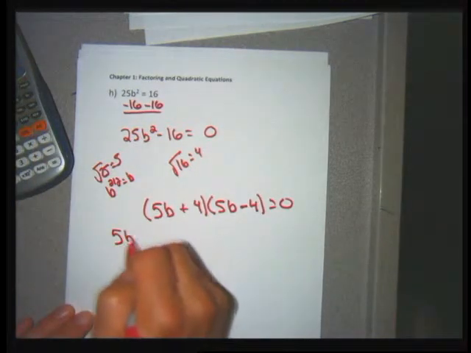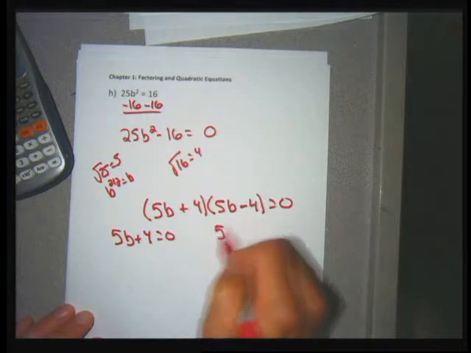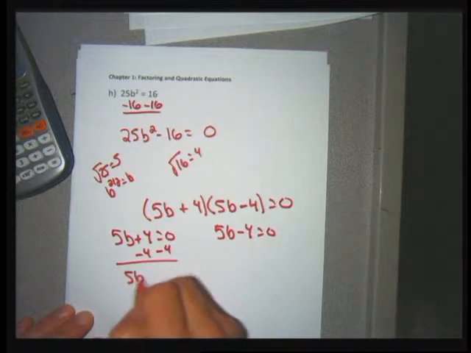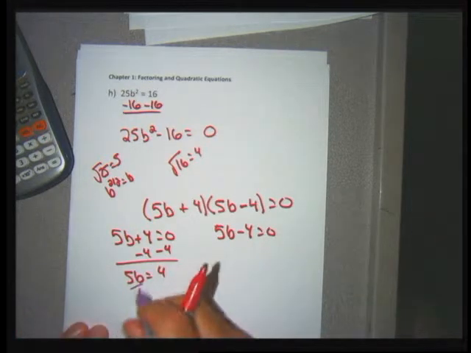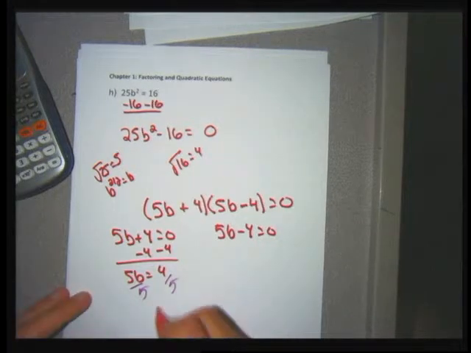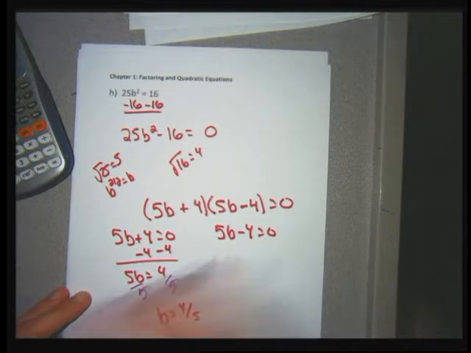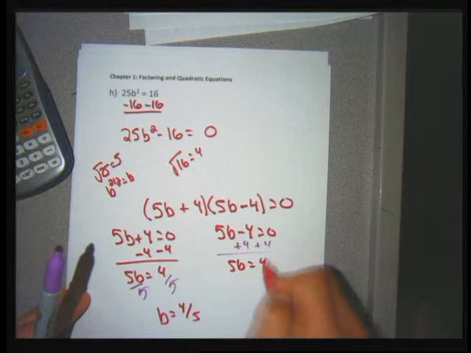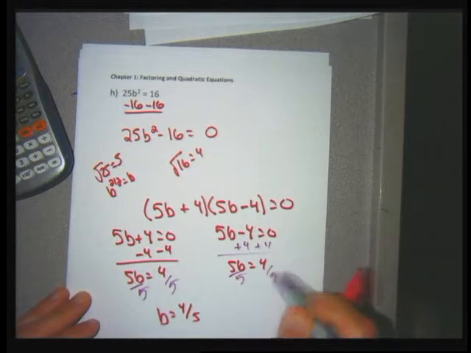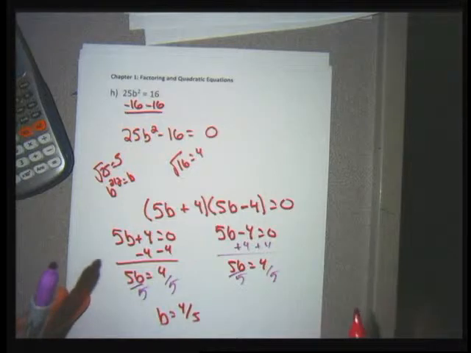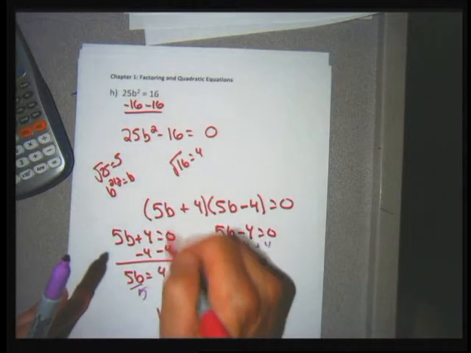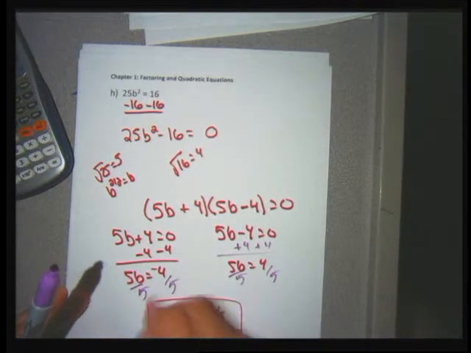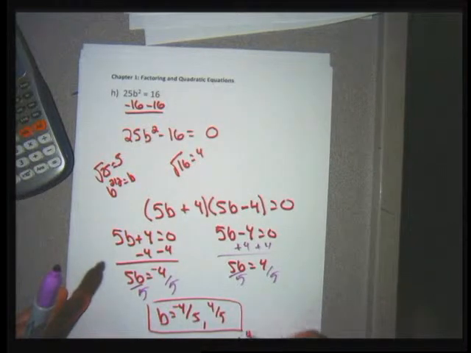And then I go 5b plus 4 equal to 0, 5b minus 4 equal to 0, and then I minus 4, minus 4, and get 5b equal to 4. Divide by 5, divide by 5, I get b equals 4/5. And then for the other one, I plus 4 gives me 5b equals 4. And then divide by 5, divide by 5, I get b equal to 4/5. And I forgot a minus sign right here. I did minus 4 and didn't put the minus sign down. So my answer should be -4/5 and positive 4/5. Or you can just write plus or minus 4/5.